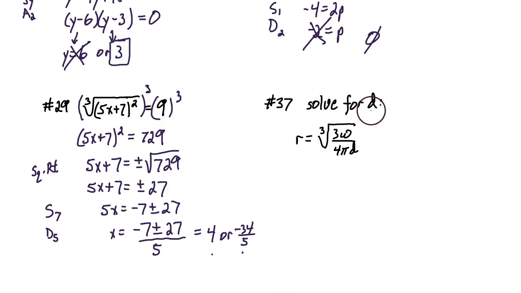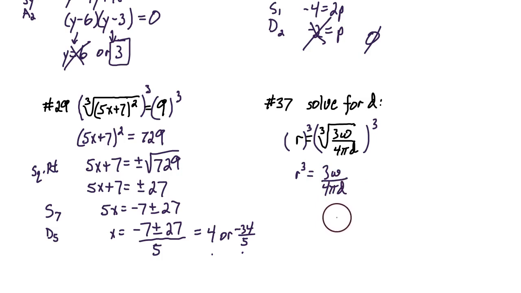Number 37, we're asked to solve this for the variable d. So first step, let's remove the cube root by cubing both sides. On the left side, it becomes r cubed. And on the right side, the cube root radical is gone, and we're left with the expression that was inside the radical.